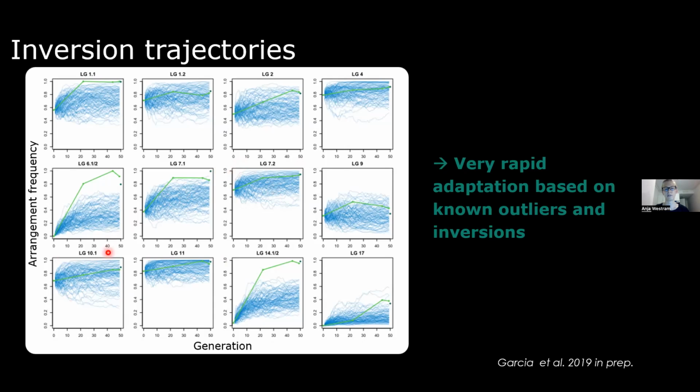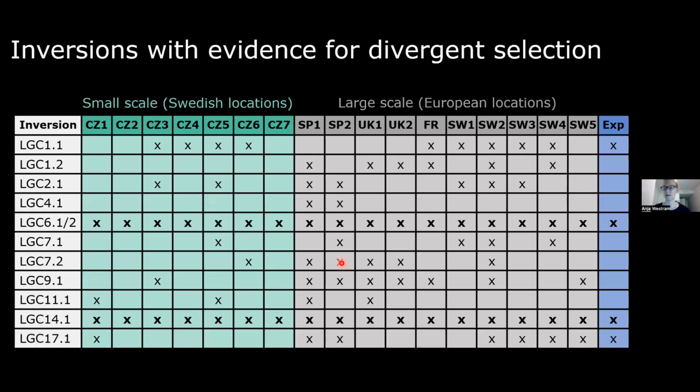So I'm showing similar plots for the inversions here with the neutral expected change shown in blue and the observed change shown in green. And every plot is a different inversion. And you can see that at least for some of the inversions, particularly for this one, and this one, we can quite clearly see that the change is not consistent with neutrality. So we seem to have really rapid adaptation here within just a couple of decades based on these known inversions and probably also some of the outliers that we have detected in previous studies.